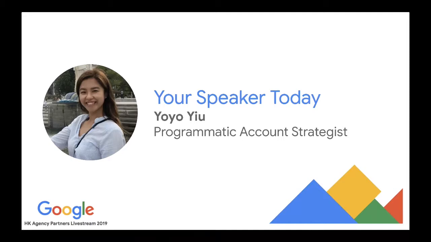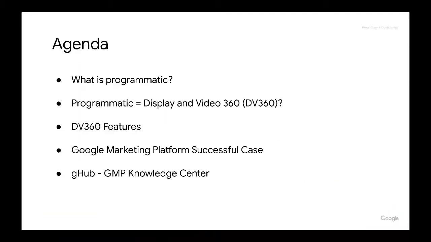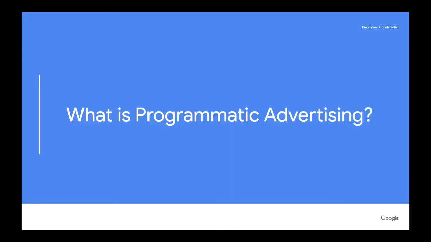Hi, thanks for joining the webinar. Today I'll walk you through everything programmatic. This is our agenda. We'll first talk about what programmatic is, and whether programmatic is equal to Display and Video 360, which we'll call DV360 for short. Then DV360 features, and we'll go through some Google Marketing Platform success cases. Finally, we will have our G Hub, that is our GMP Knowledge Center. So let us start with what programmatic advertising is.